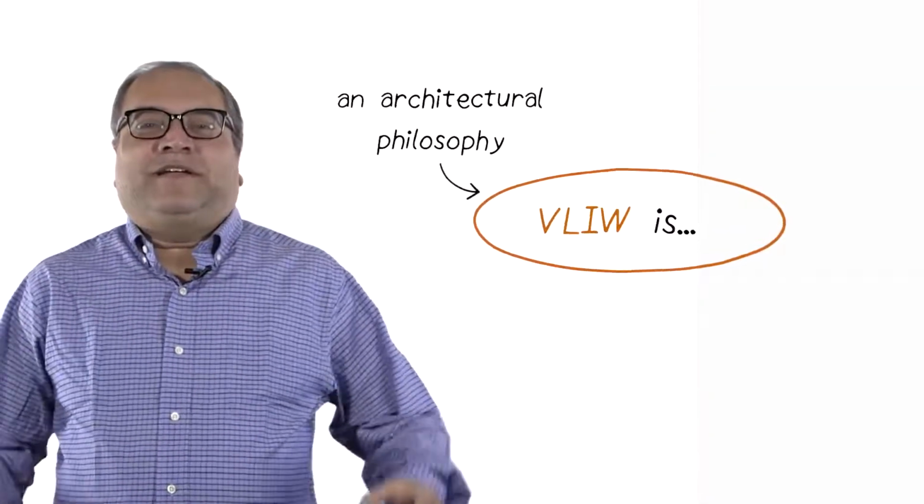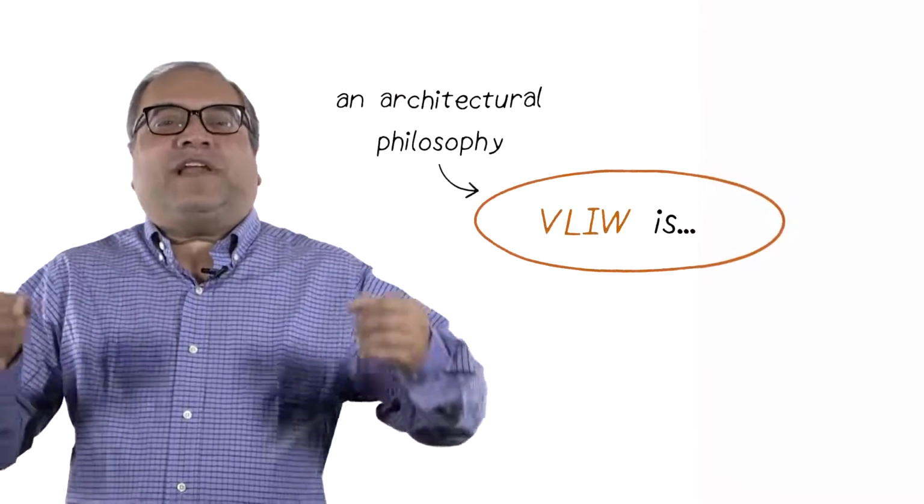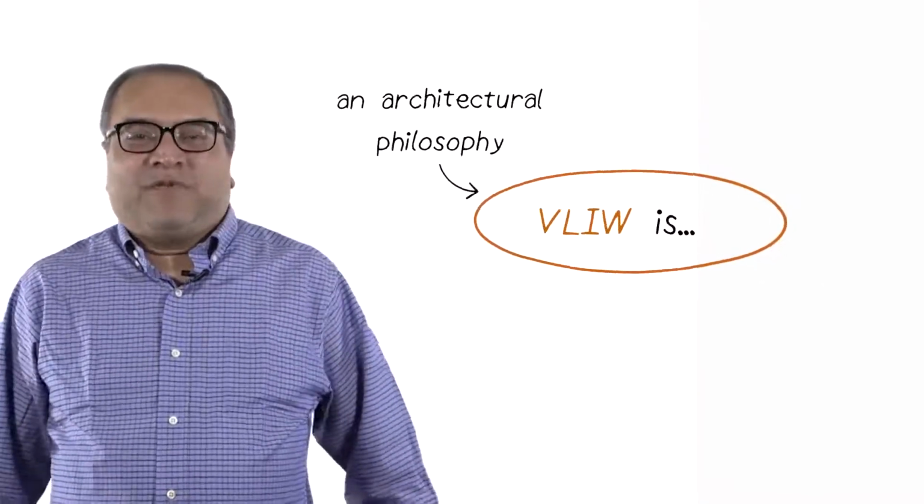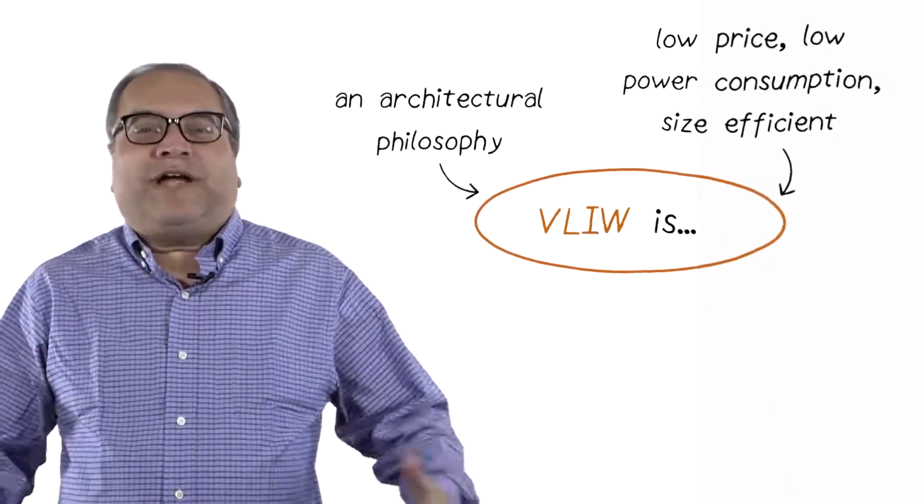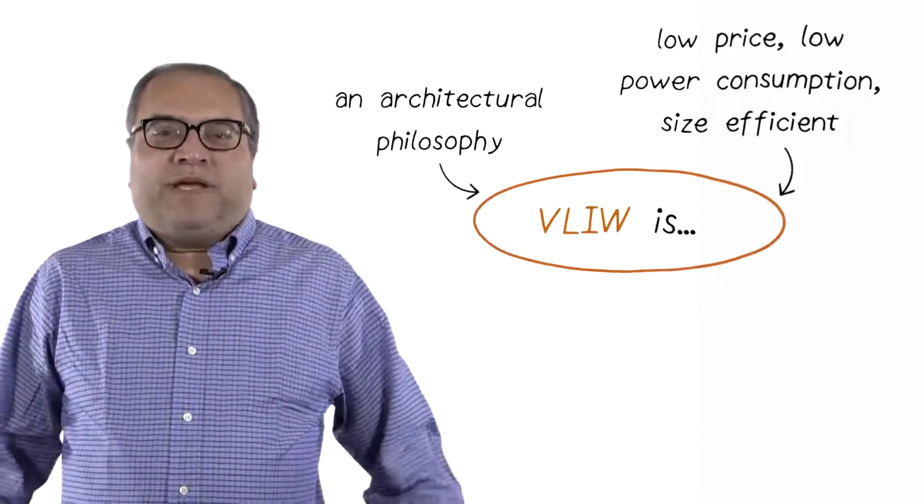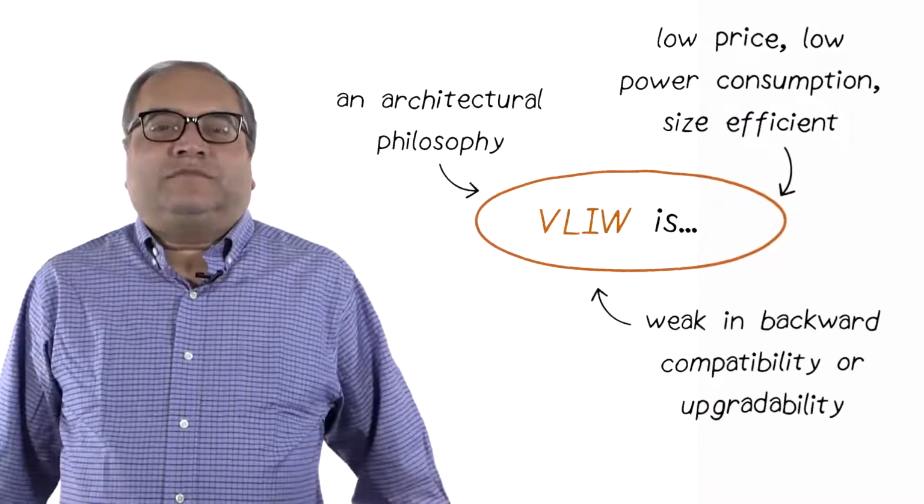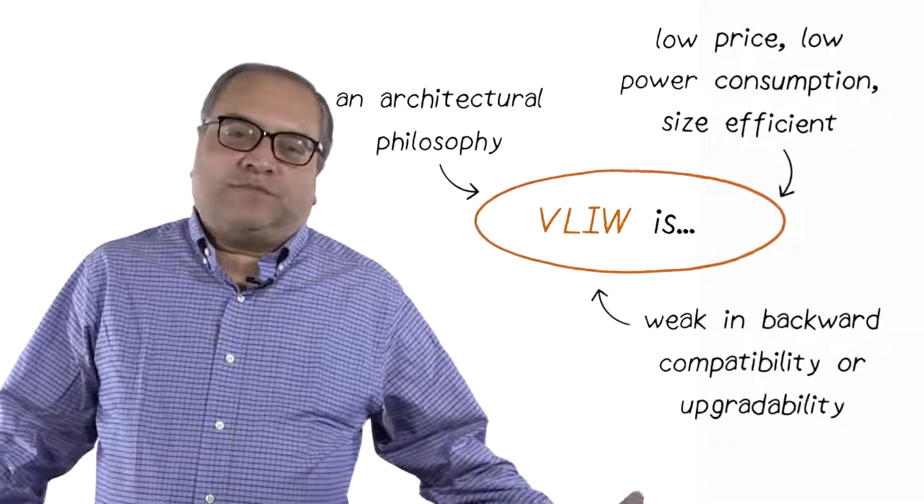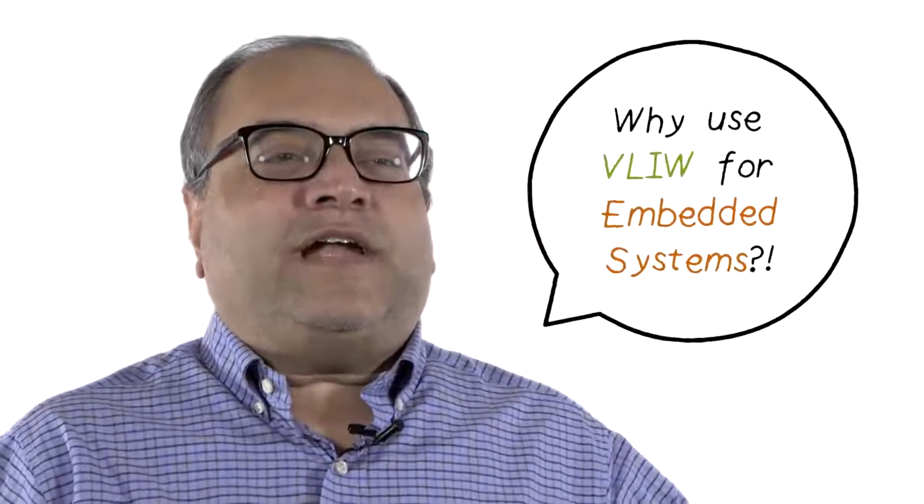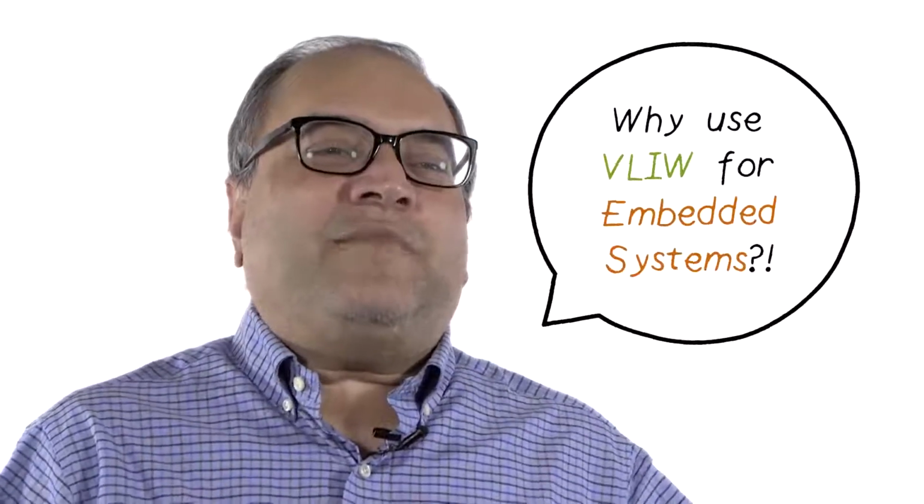In this lesson, we reviewed VLIW and compared it with RISC, CISC, and superscalar architectures. We discussed the benefits of VLIW, which were low price, low power, and size efficiency. And we discussed the trade-offs. It is not backward compatible, and the implementation details are exposed. You should have enough knowledge to answer the question I posed in the introduction to this lesson. Why is VLIW such an architecture of choice in embedded systems?